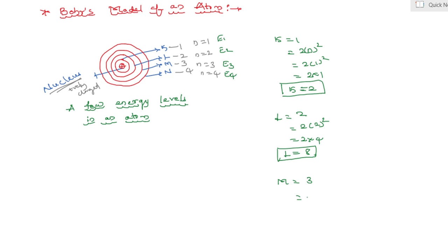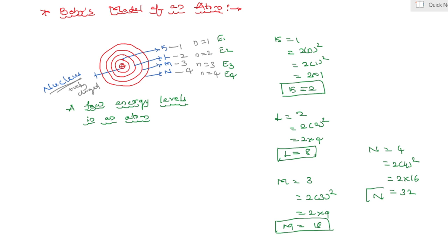And third one is M shell or M orbit, n equal to 3. 2 into (3) square, it is equal to 2 into 9, it means 18 electrons. Yes, my dear students, the maximum number of electrons present in the M shell is 18. And the fourth one is the N shell, n is equal to 4. 2 into (4) square, it means 2 into 16, it is equal to 32. N shell, 32 electrons.